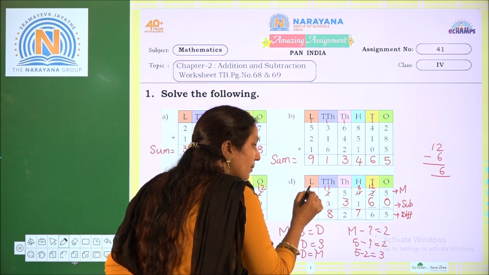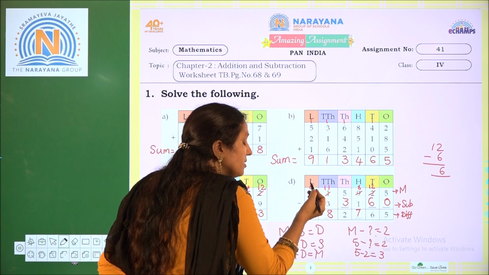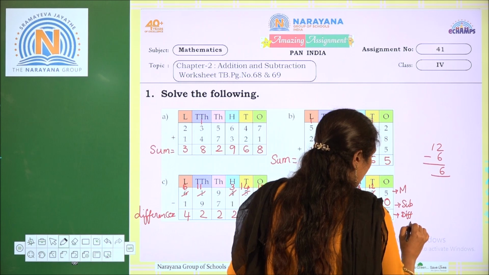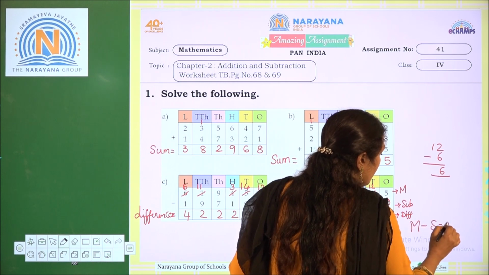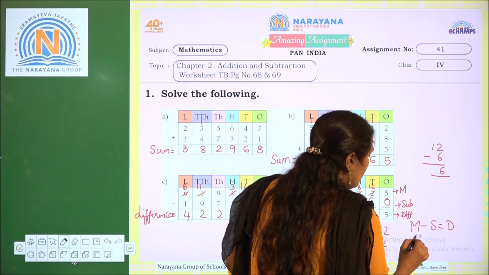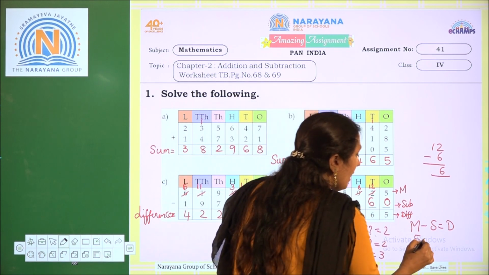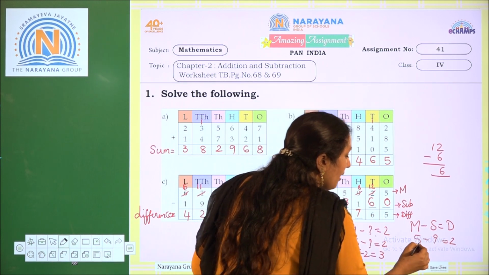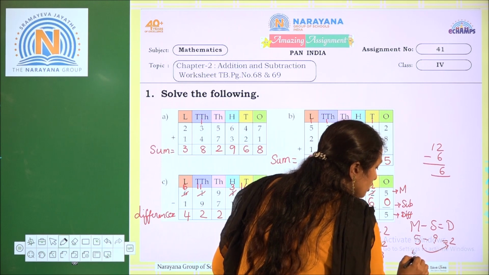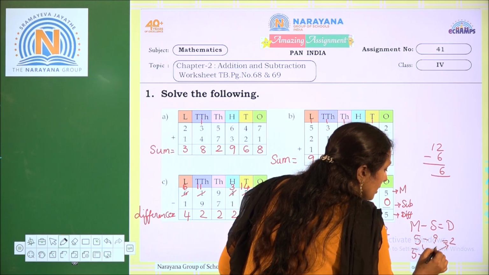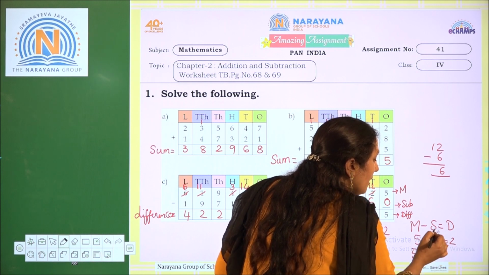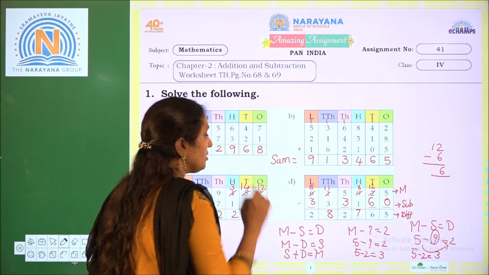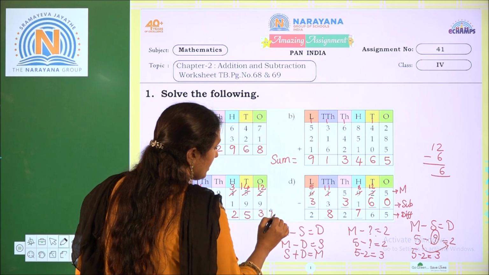This 6 will become 5. So how much do you subtract from 5 to get 2? Minuend minus subtrahend equals difference. Here you know the minuend 5, you have to find the subtrahend, and you know the difference 2. If you subtract 5 minus 2, we will get 3. So 5 minus 3 equals 2. So the difference is this number.